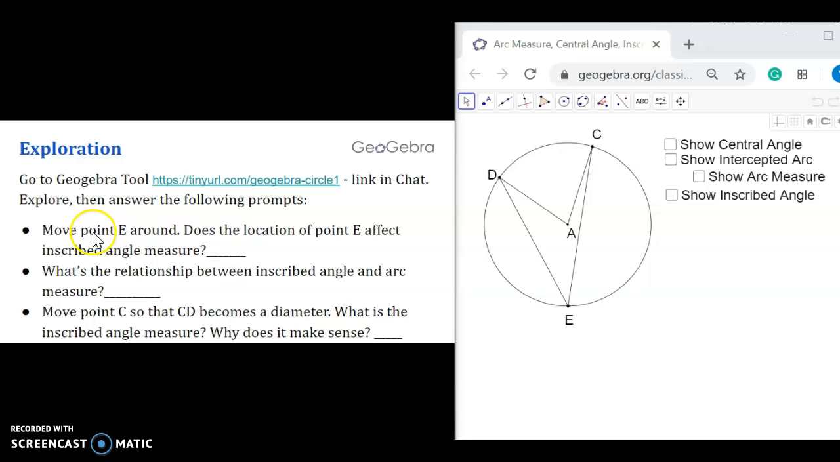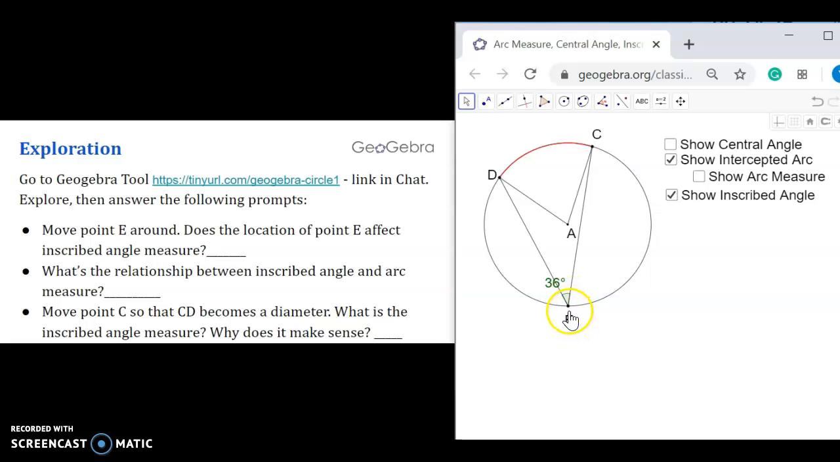It says to move the point E around. Does the location of point E affect the inscribed angle measure? So this is my inscribed angle here. I am going to show my inscribed angle. Here we go, that's my inscribed angle. Let's show our intercepted arc. Okay, that has been highlighted. That's my arc, and that's my inscribed angle.